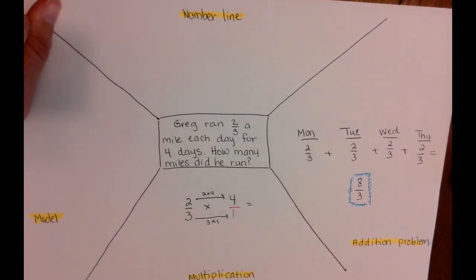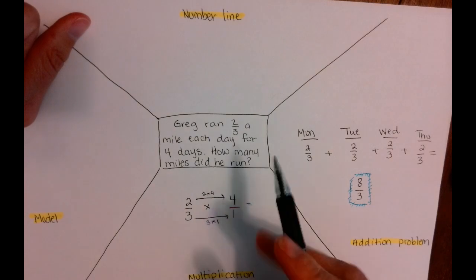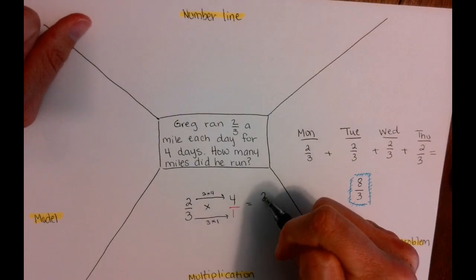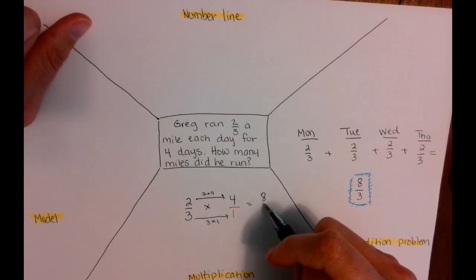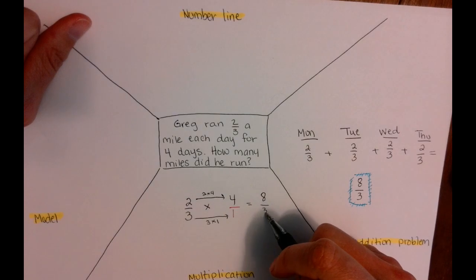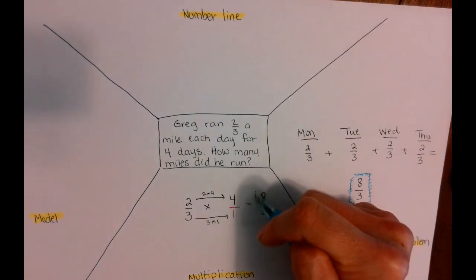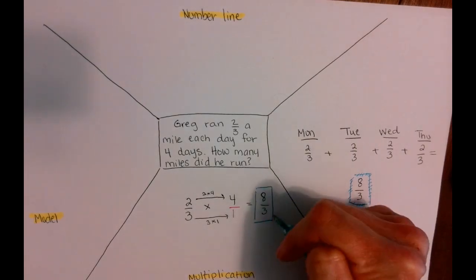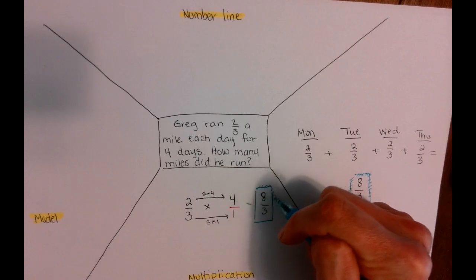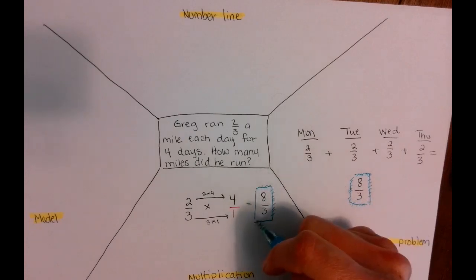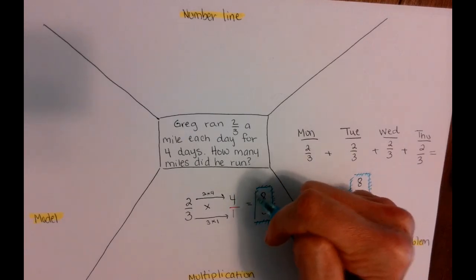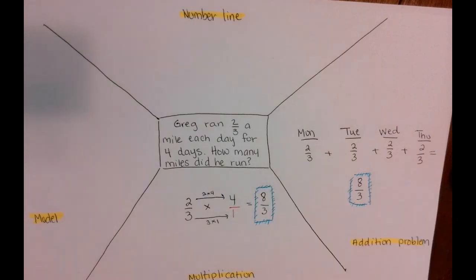2 times 4 equals 8 in my numerator. 3 times 1 equals 3 in my denominator. And you can see I got the same answer in my multiplication as I did when I did my repeated addition. It's the same answer. So you can see how I took the repeated addition and applied it to multiplication. Now we're going to take what we know about multiplication and we're going to apply it to our model.